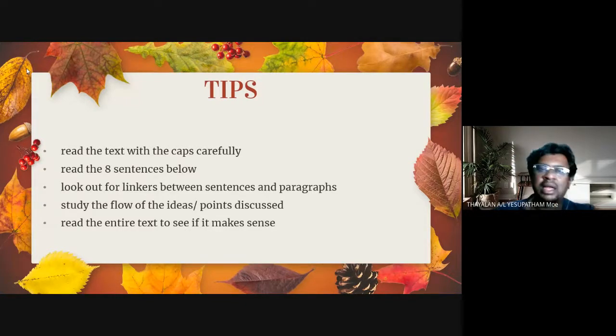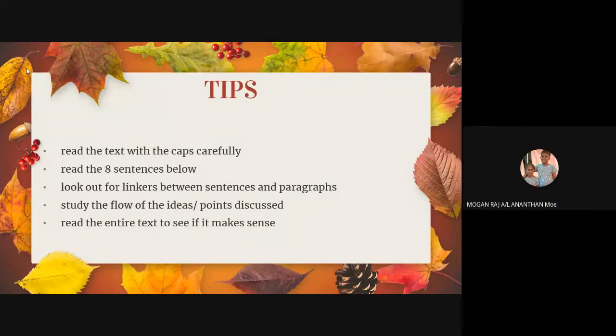After that, study the flow of the ideas and the points discussed.